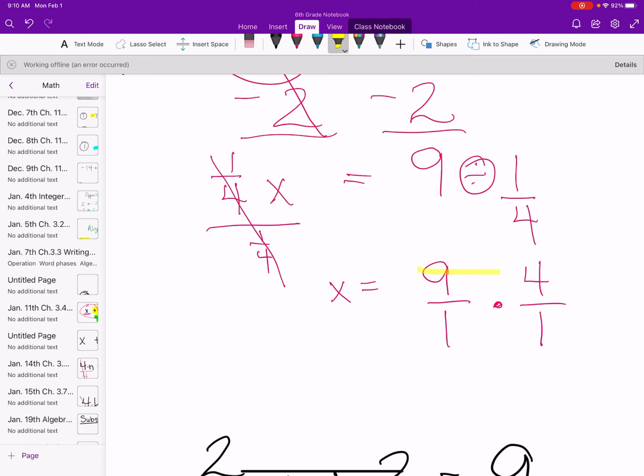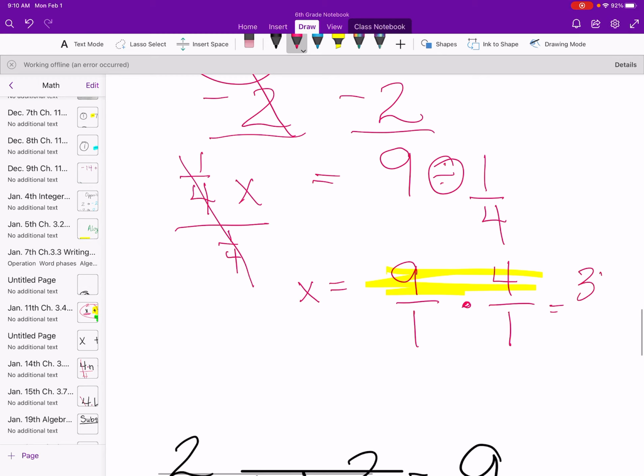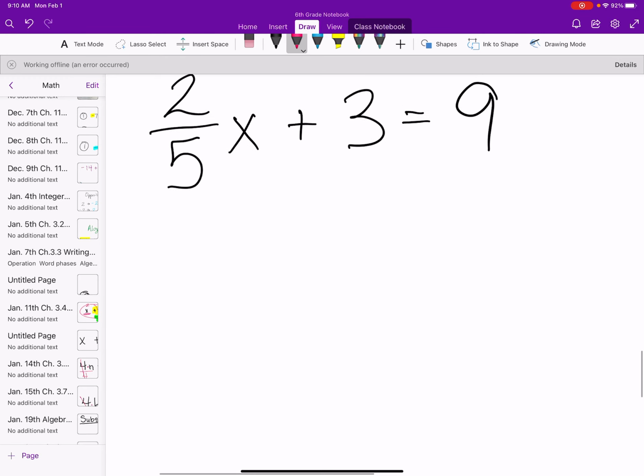I multiply across. 9 times 4 gets me 36. 1 times 1 gets me 1. And so x is equal to 36. Okay, let's try another one with a fraction.